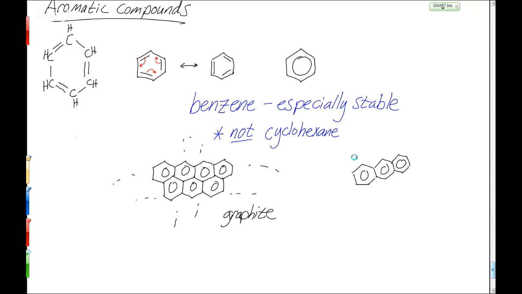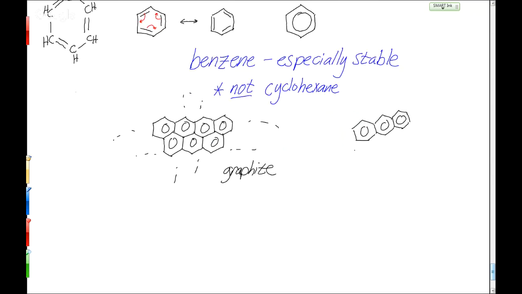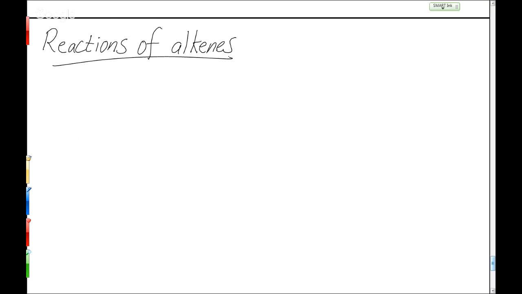All right, so that's aromatics. Okay, and then the last thing we're going to look at in this chapter is reactions of alkenes. So up until this point, this organic chemistry stuff has been mostly just about structure. What do these things look like? How do we name them? How do they flip around?